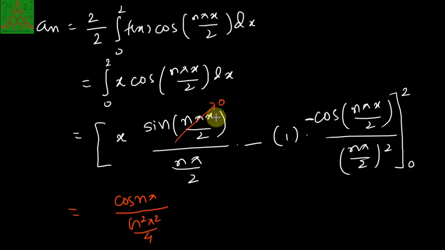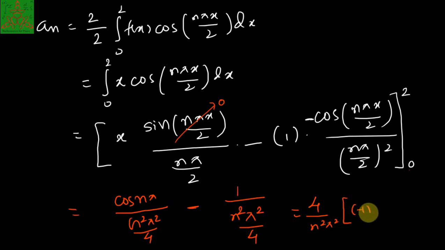When I substitute 0 here, 0 into anything will become 0, and when I substitute 0 here, you will have one value here, and that is of minus, and this minus minus become plus, so it is minus 1 upon n square pi square by 4. This 4 by n square pi square is common out. The quantity left is minus 1 raised to n minus.